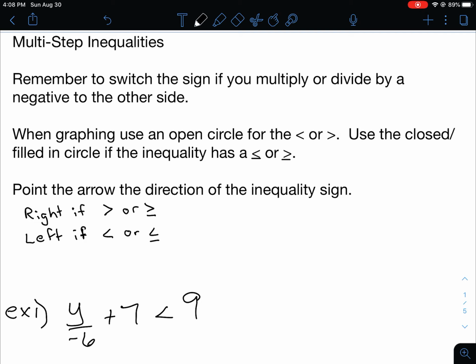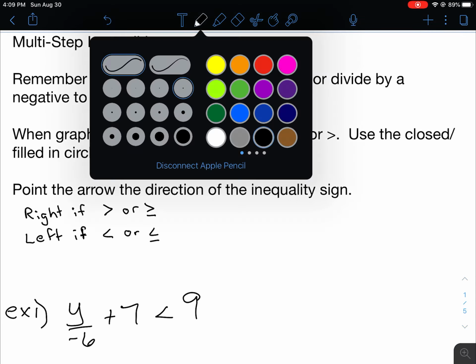I always make sure that my variable is on the left side so that it reads left to right. That way I don't have to think, do I have to point it the opposite direction? So there are going to be times when your variable ends up on the right side, so you'll just need to flip the equation so your variable comes first. It's not wrong if you don't.